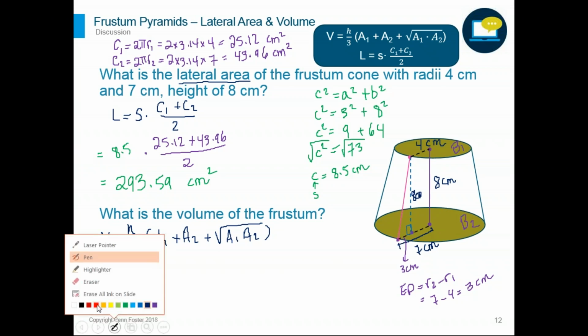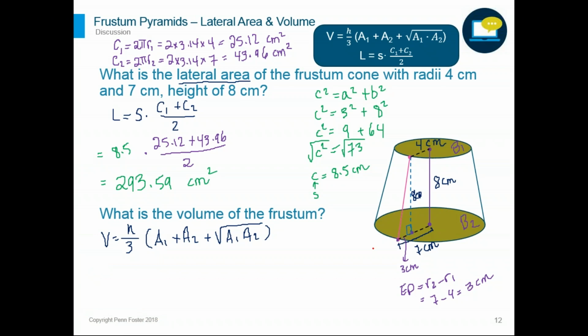So the area 1 equals pi r1 squared. 3.14 times r1, which is 4, squared. So 3.14 times 4 squared, that is 3.14 times 16. And that will give you 50.24 square centimeters.